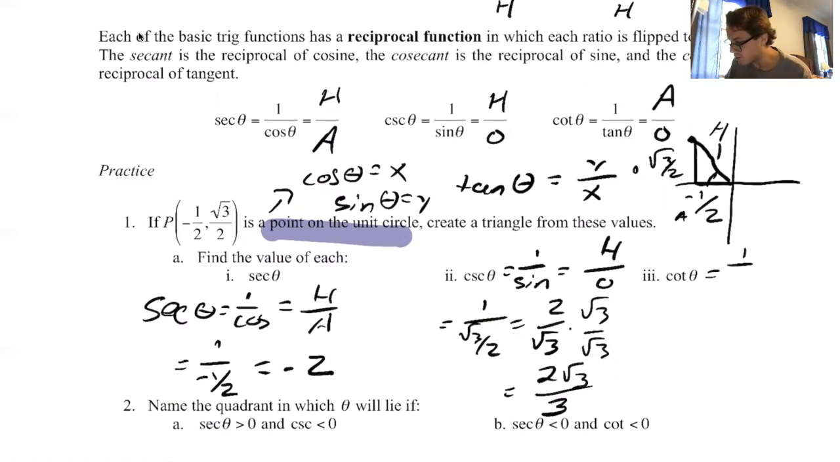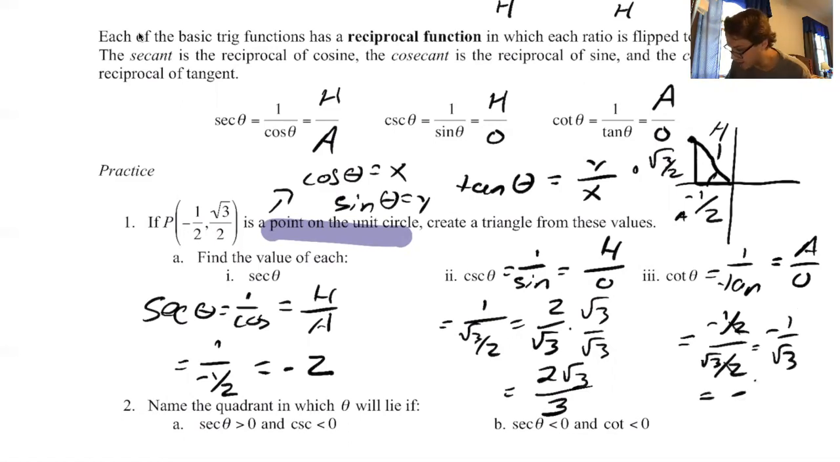Well, we know that this is equal to 1 over tangent. Tangent's usually opposite over adjacent. So in this case, cotangent is adjacent over opposite, right? And our adjacent side in this case is negative 1 over 2, and our opposite side is radical 3 over 2. So those 2's will cancel out, and we get negative 1 over radical 3, which just comes out to negative radical 3 over 3. Okay? So that's how we can just use our regular trig functions to find our reciprocal trig functions then.